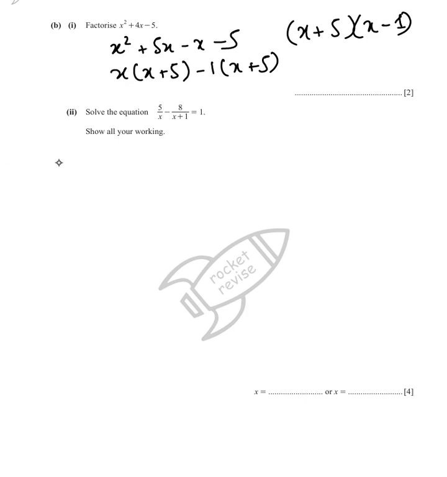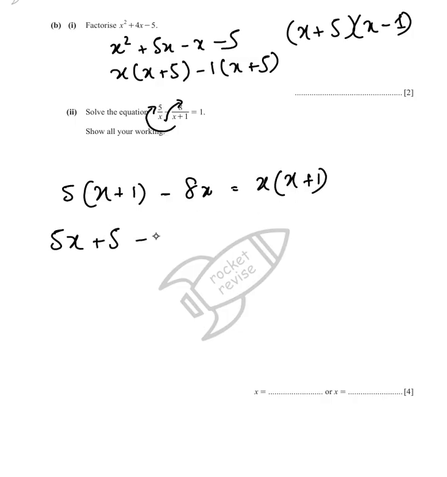Done solving? Okay. So now, first things first, let's cross multiply with each other, should we? 5 into x plus 1 minus 8x, because x plus 1 will be multiplied by this and 8 will be multiplied by x, equals x into x plus 1, 5x plus 5 minus 8x equals x squared plus x.